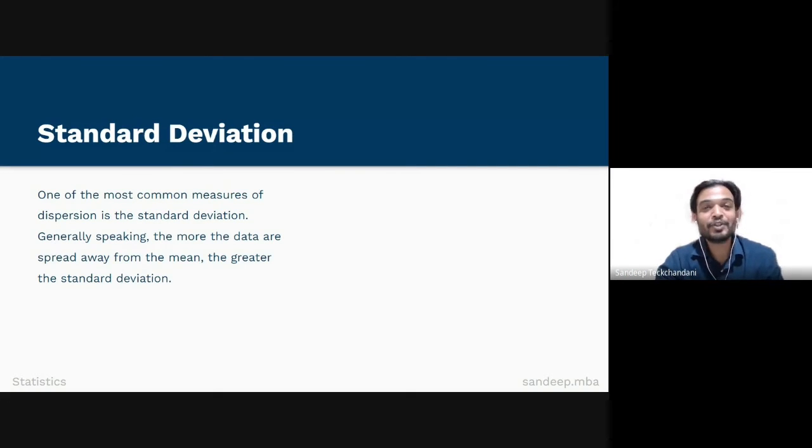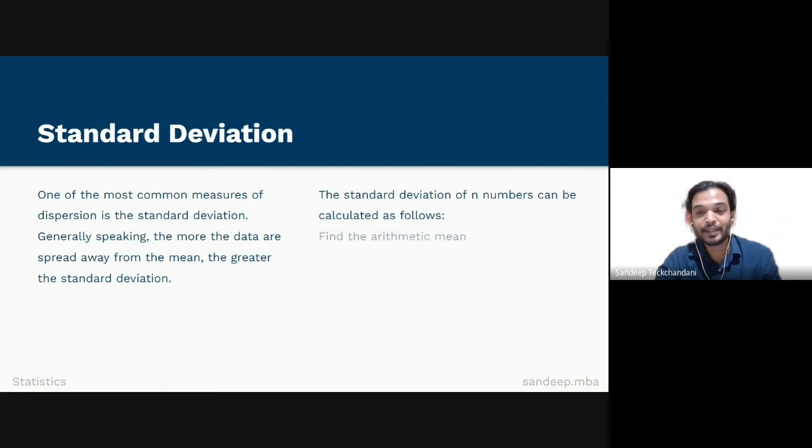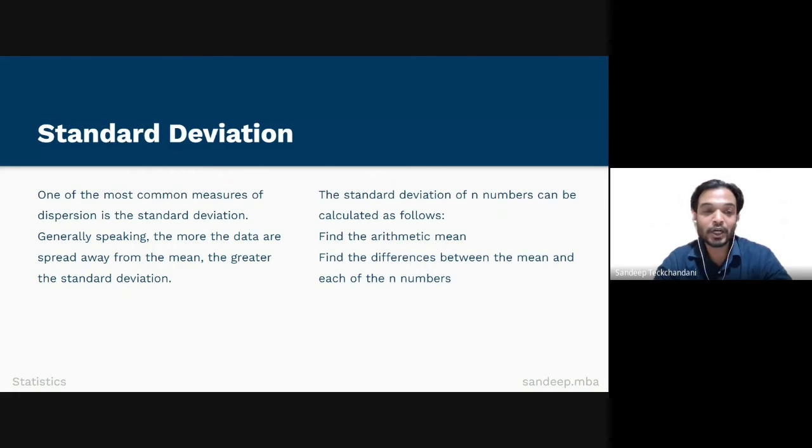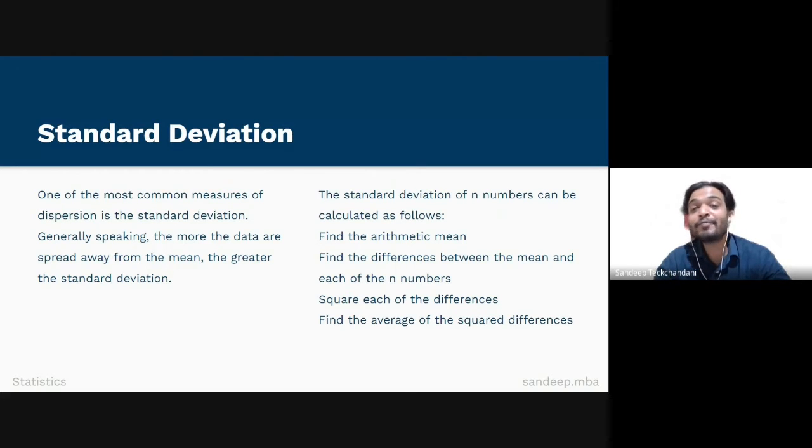The standard deviation of n numbers can be calculated as follows. In the first step, you must find the arithmetic mean. Then find the differences between the mean and each of the n numbers. Thirdly, square each of the differences. Then find the average of the squared differences. And eventually, you must take the non-negative square root of this average.